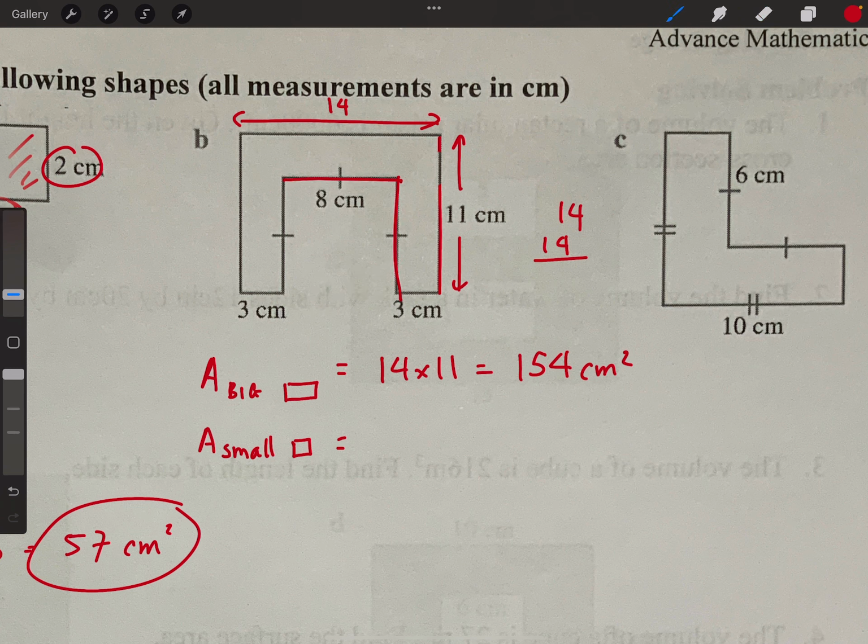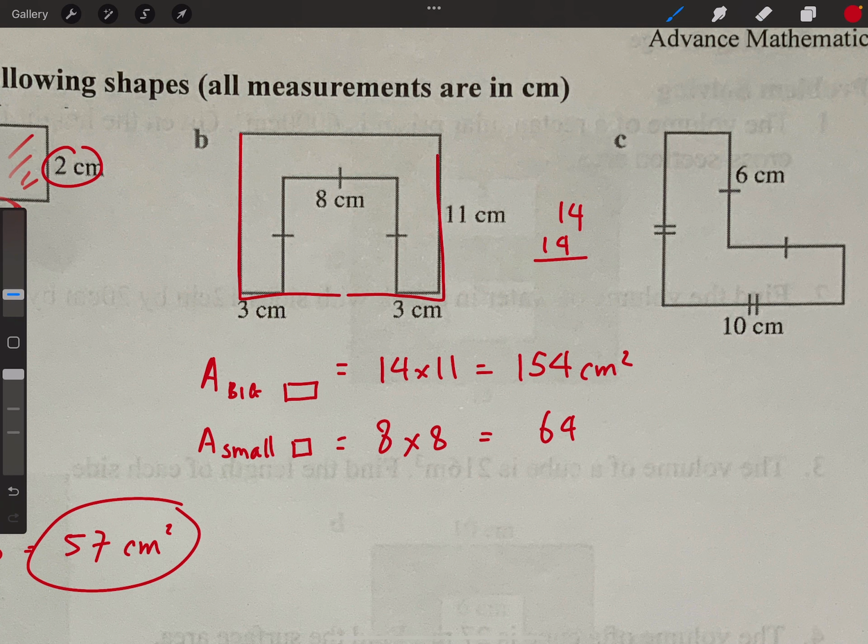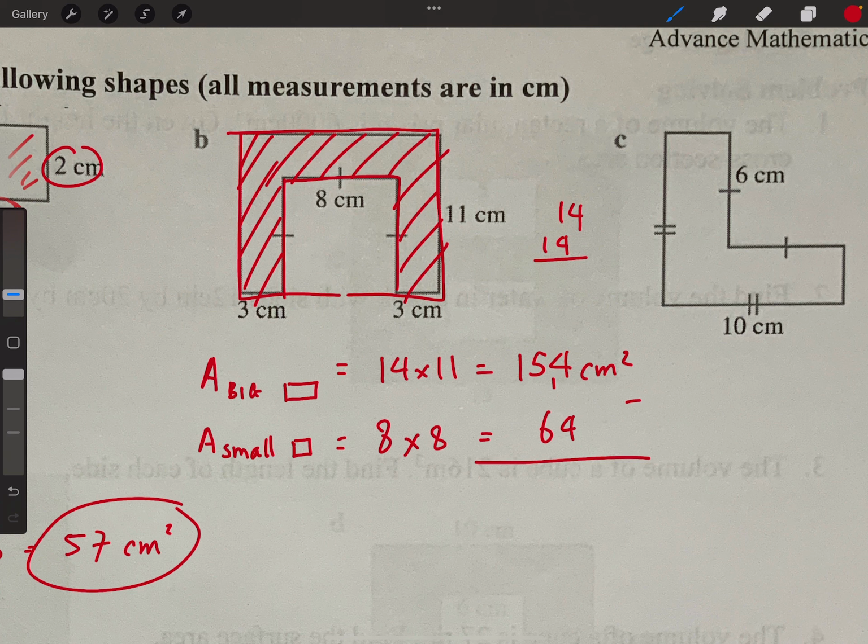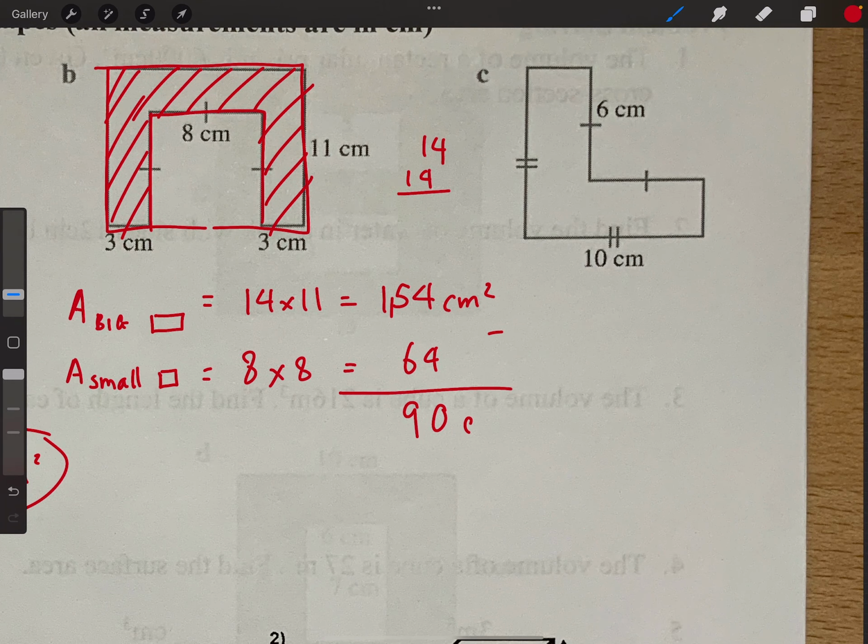So what we do is we take the area of the big rectangle, which is this, minus the area of this piece, and you will get the remaining piece, which is this. So 154 take away 64, let's do this subtraction here. This will be 14, oh actually no, this will be 4 take away 4, 0. 15 take away 6 will be 9. So the answer is 90 centimeters squared. This is the final area.